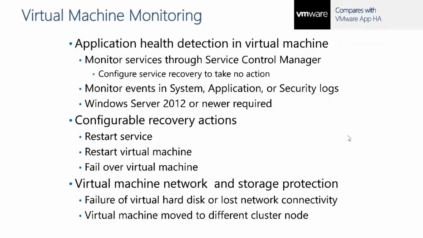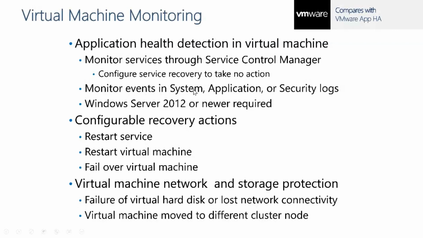Okay, so application health detection in virtual machines. That's similar to the VMware App HA. So instead of monitoring the virtual machine with a heartbeat, we're actually monitoring the service. We can monitor the service through the Service Control Manager, and we can configure the service recovery to take no action or to restart the computer, the virtual machine. If we tell it to restart the virtual machine, then all the services get restarted, don't they? And then it's almost like restarting the service like I just showed you. And it recovers those things.